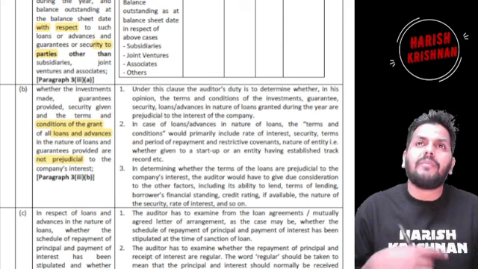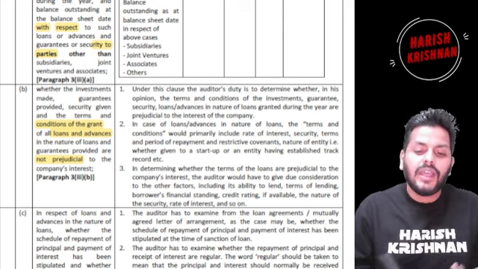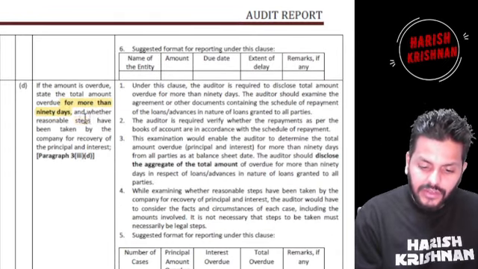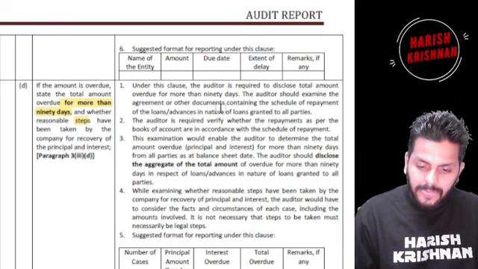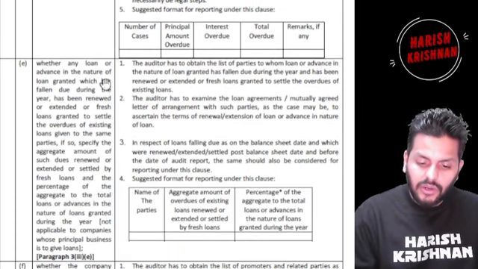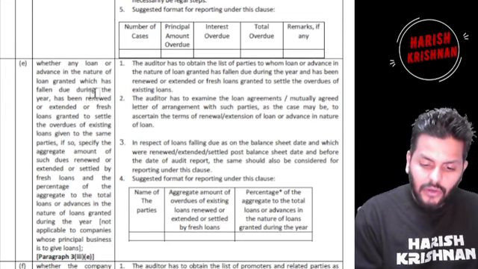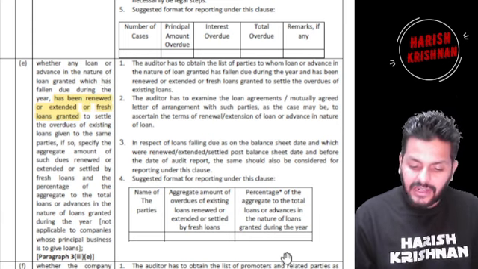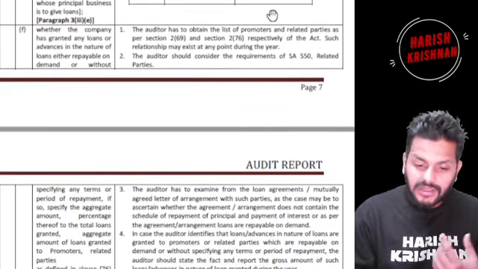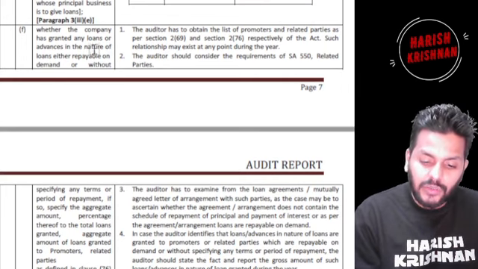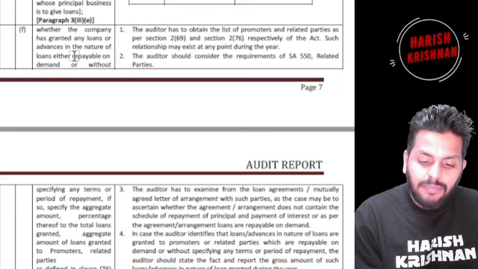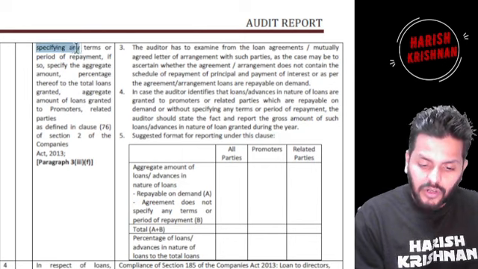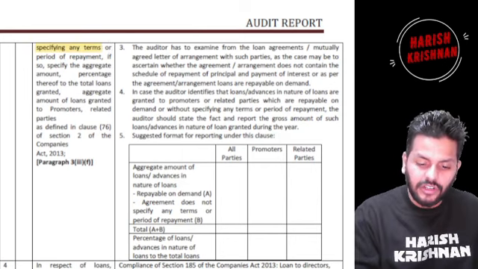And then not only that, whether payments are regular or not, principal and interest. If not, whether the company has taken any reasonable steps. If it's not recovered for more than 90 days, whether any reasonable steps have been taken. Whether any loan or advance in the nature of loan granted which has fallen due during the year has been renewed or extended or any fresh loan has been granted. It's a change in the wording there. And whether the company has granted any loans or advances in the nature of loans repayable on demand or without specifying any terms. Obviously, if you're not specifying any terms, that would be prejudicial to the interest of the members.